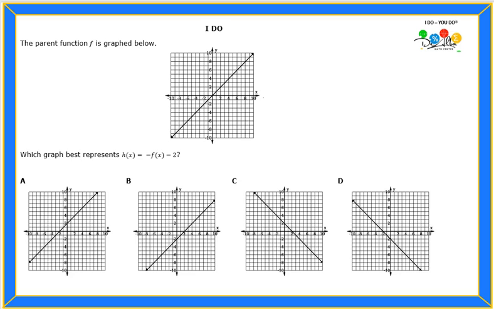And it says, the parent function f is graphed below. Which graph best represents h of x equals negative f of x minus 2? Okay, so we're going to be looking for the graph which best represents this function. This is my new function, right?